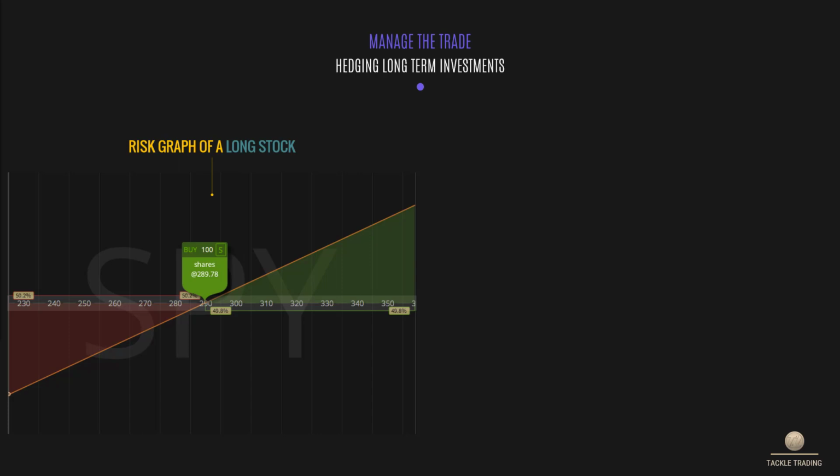What you're seeing here is a risk graph of a long stock. You bought 100 shares of XYZ company at 290. As it moves up in price, you're going to make money. As it moves down in price, you are going to lose money. If we're concerned about the short-term impact to a long-term investment, I would recommend adding what is known as a put option instead of a stop loss.